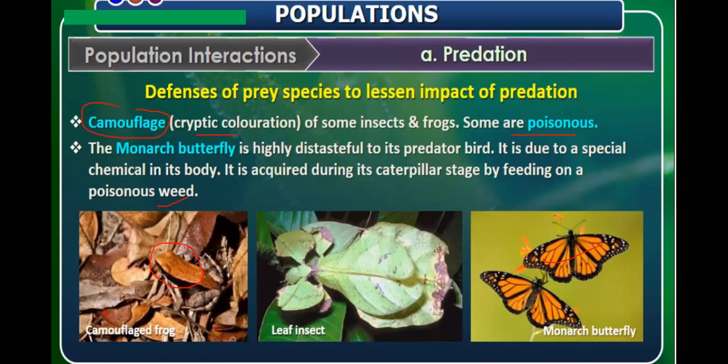So this is a camouflaged frog. This is a leaf insect. Camouflaging like leaves. The monarch butterfly has developed some poisonous chemical.